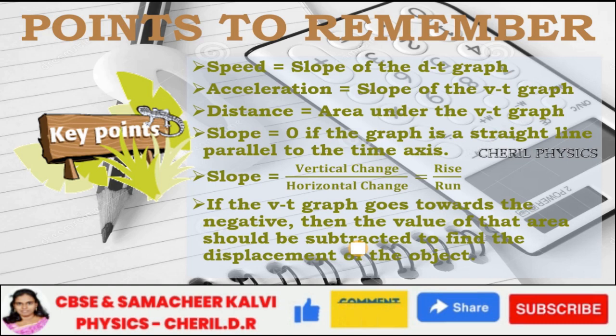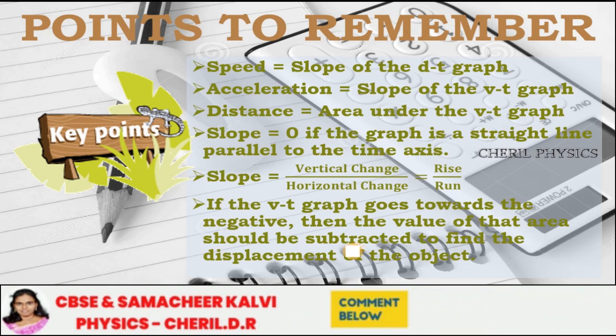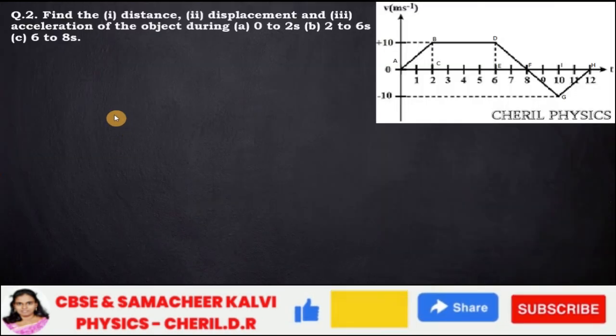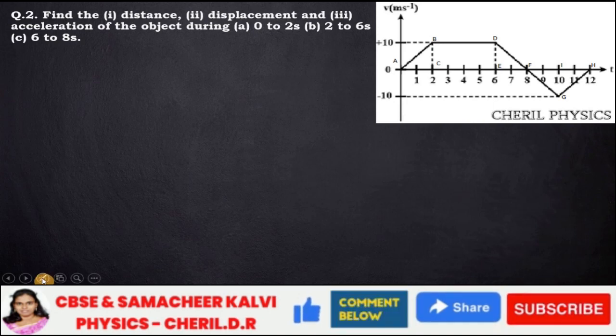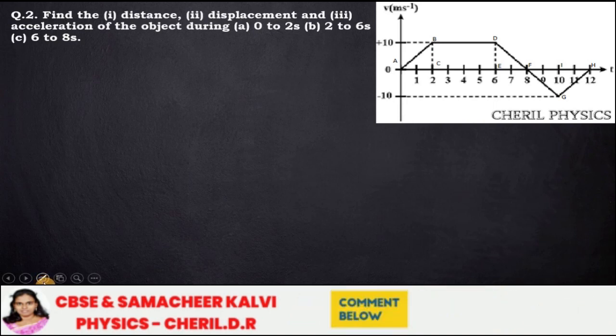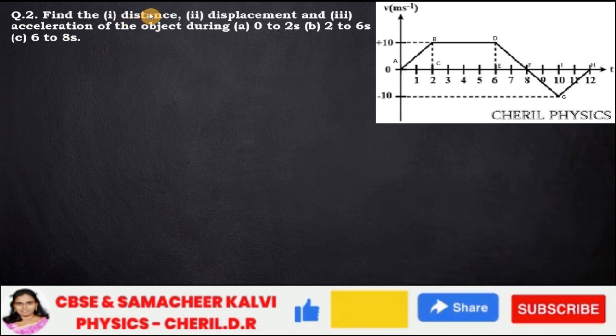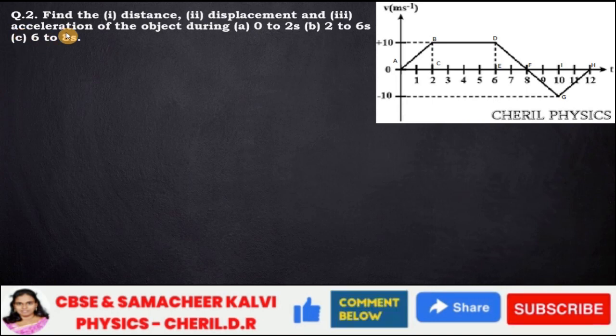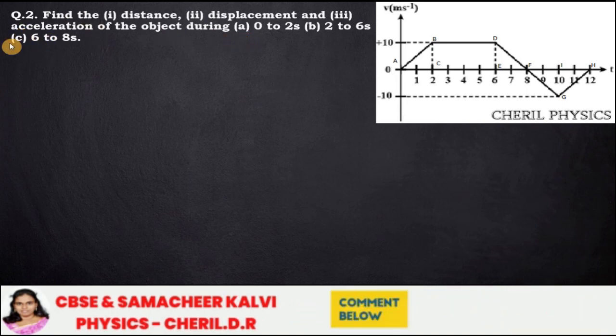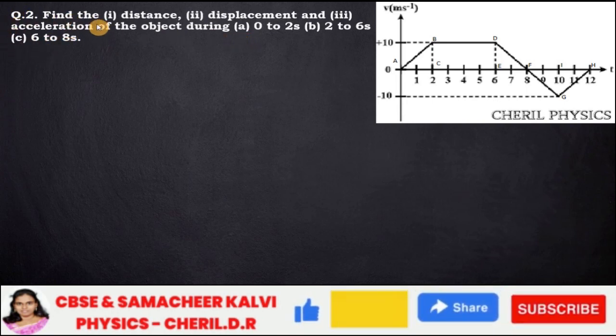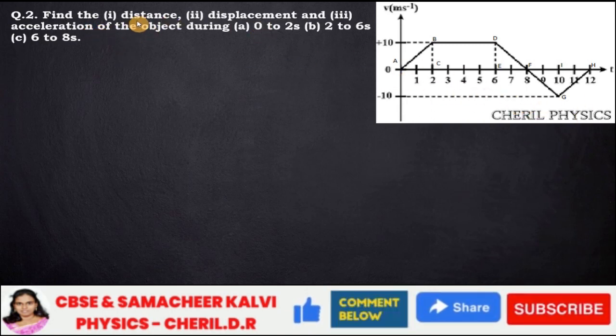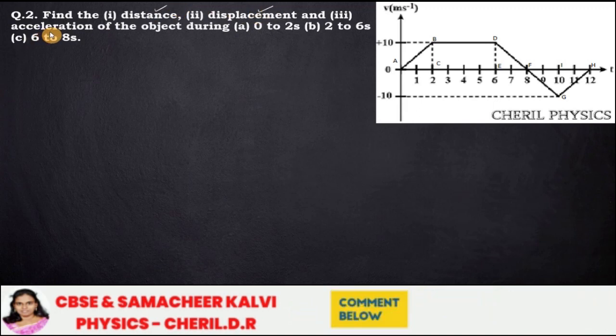Okay, so hope you're able to relate it with what we learned. Now we'll get into the question. So look into the question here. What does the question say? In the question they have given us a graph. For this graph, you can see that they are asking us to find the distance, the displacement and the acceleration. So all the concepts are being covered in this. In the previous question we were able to do only the distance and the displacement.